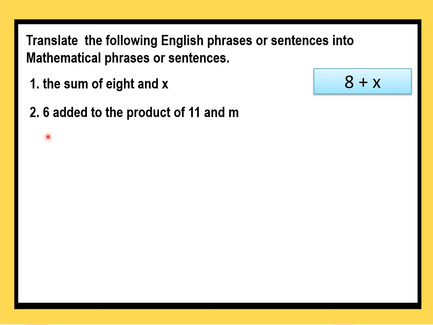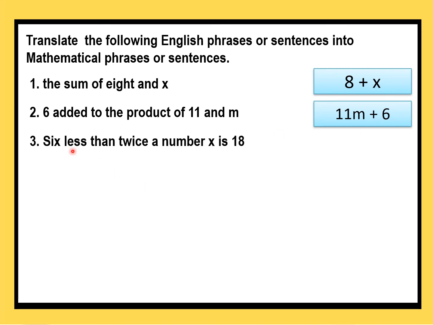Number 2, 6 added to the product of 11 and m. Keyword is added to at product of. So, pag product of, multiply, added to, so, plus. So, yung 6 ay idinagdag sa product ng 11 and m. So, una, susulat natin yung 11m plus 6. So, 11m, yan yung product ng 11 and m. Tapos, added to, plus, so, 6.